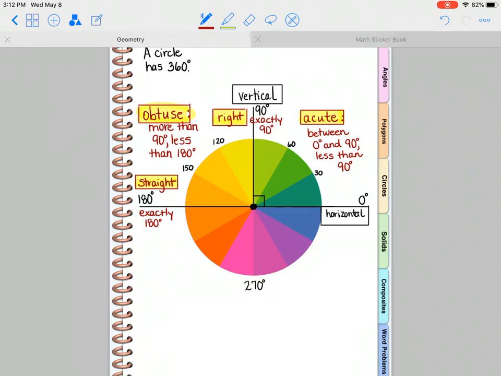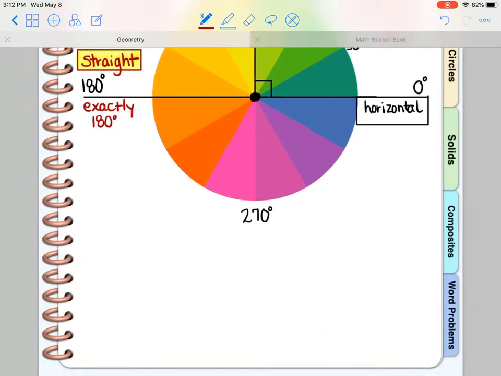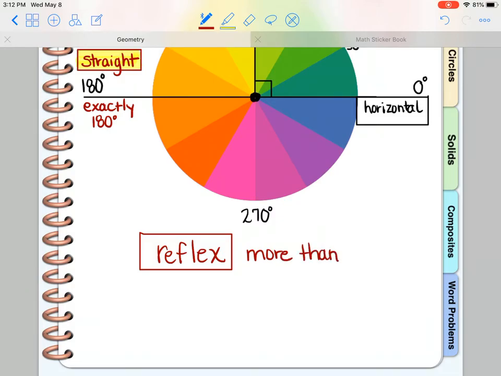Okay, the last type of angle that you need to know is in this range down here at the bottom. So in the oranges and the pinks and the purple and the blue, the whole bottom half of that circle is called a reflex measure. This is not reflux. Reflux is heartburn. So this is reflex. And these angles are more than 180. Okay. So a reflex angle has passed that straight line, and it is moving on down the line.